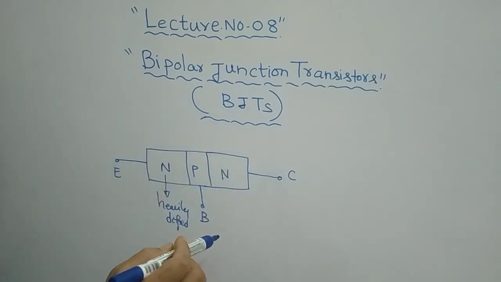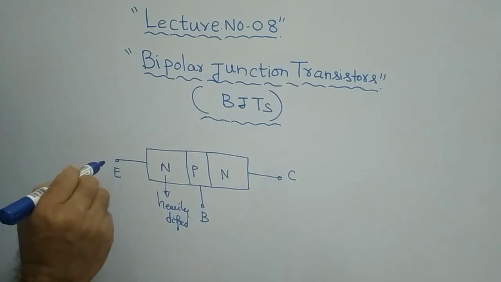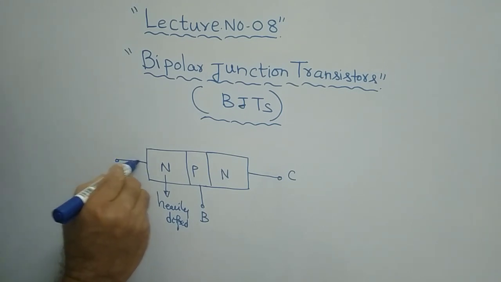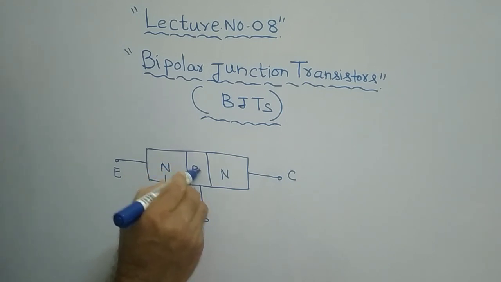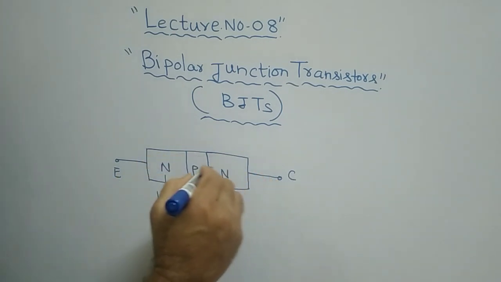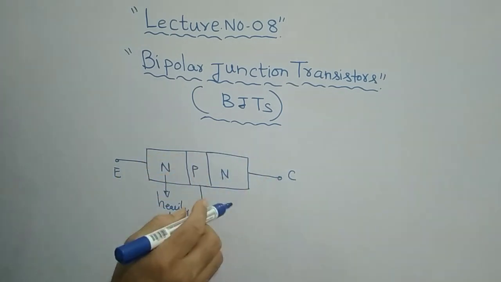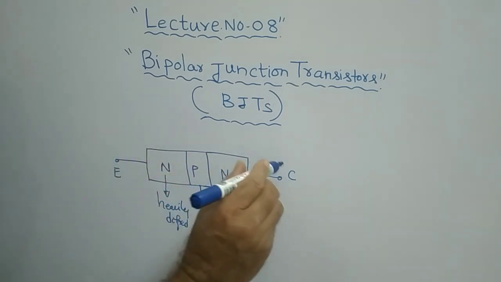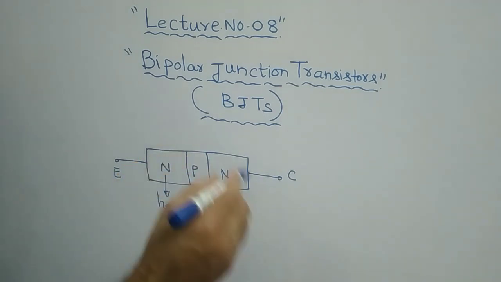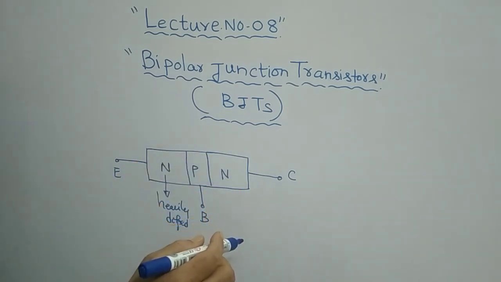Basically, the emitter terminal injects or emits electrons into the base, and the base passes those electrons on to the collector, or rather the collector terminal collects the electrons from the base. That is why it is named the collector. This is what happens internally in the transistor.